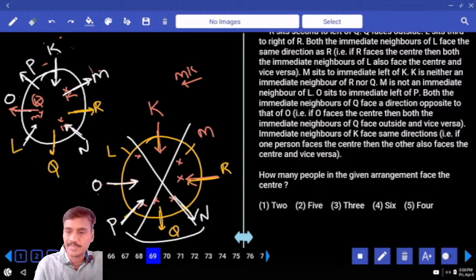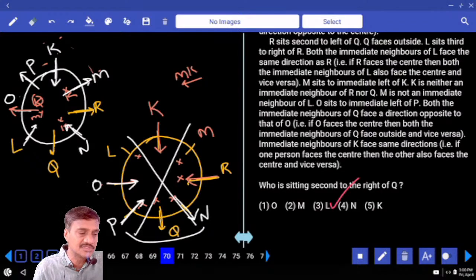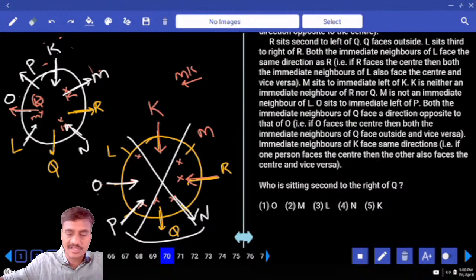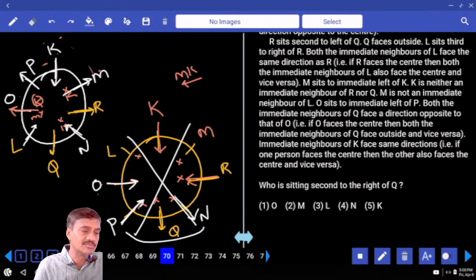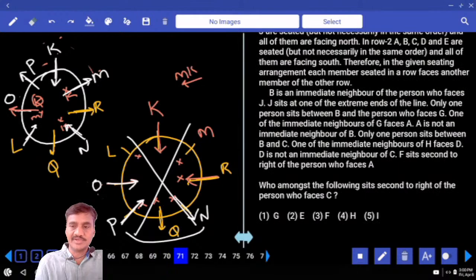Then 69. How many people in the given arrangement are facing the center? Now tell me how many are facing towards the center here? Only 3 persons are facing the center, remaining 5 are away from the center, 69 choice 3. Then coming to 70, who is seated second to the right of Q? Q's second right is O, choice 1, question number 70. Done with this? Then 71 onwards.